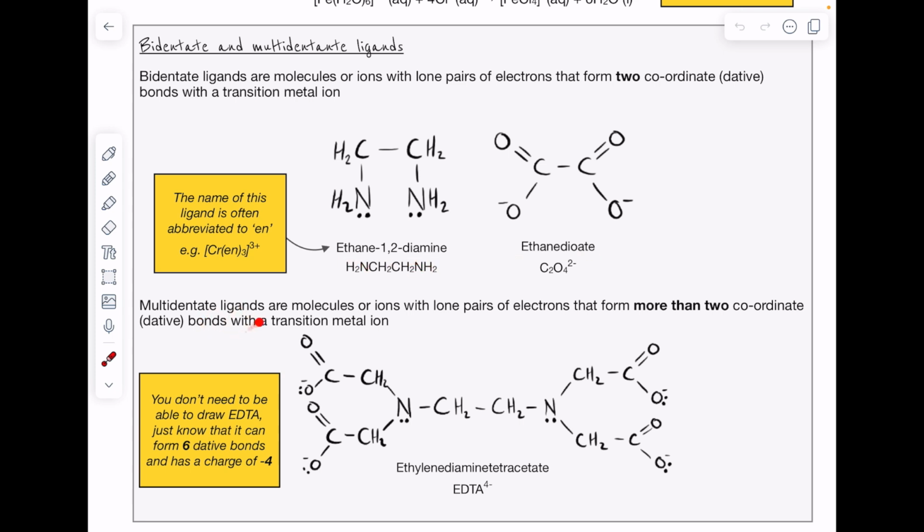The multidentate ligands, exactly the same definition, but this time we have more than 2 coordinate bonds formed with a transition metal. This is an incredibly complex molecule, the EDTA4-. Be aware, in your exam you don't need to be able to draw it, thank goodness, but you do need to know that it can form 6 dative bonds and that it has a charge of -4.